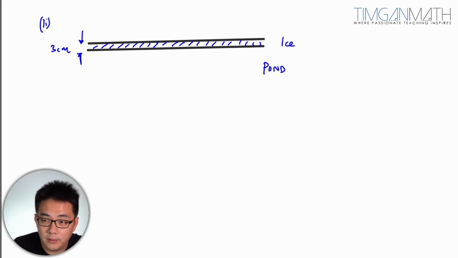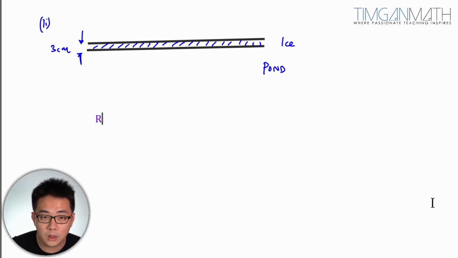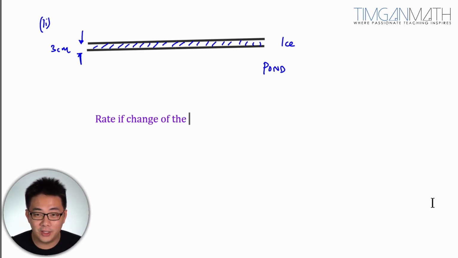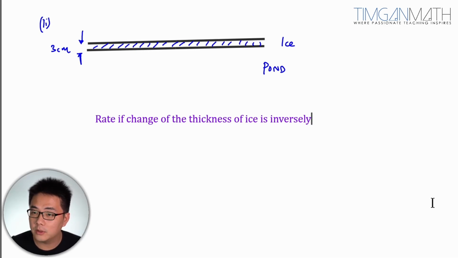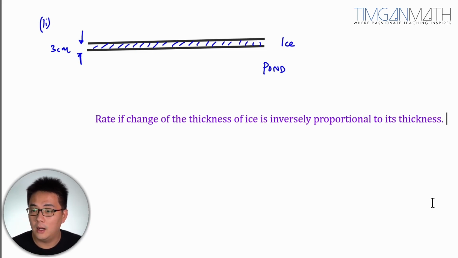The freezing of the water is modeled by a differential equation in which the rate of change of thickness of ice is inversely proportional to its thickness. Okay, maybe I type this out. The keywords here are rate of change of the thickness of ice is inversely proportional to its thickness. Okay, great.